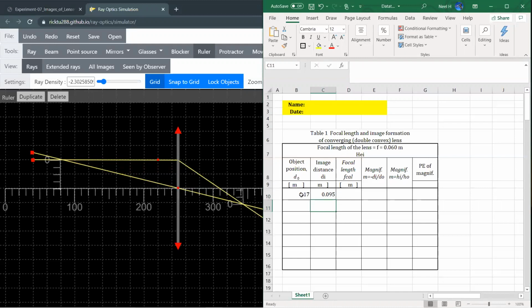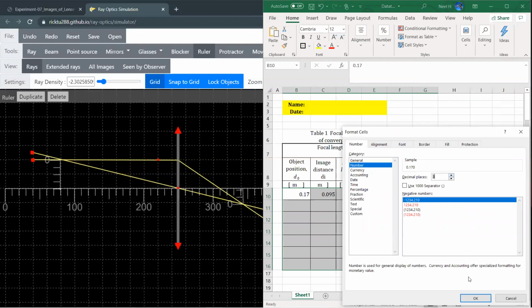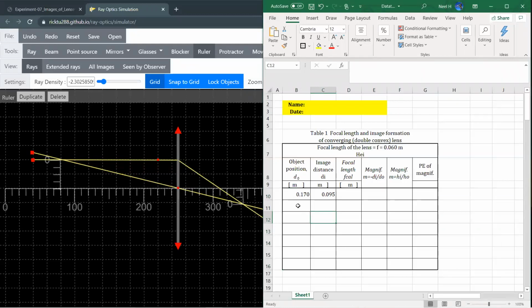Now you can see you have to record all of these numbers to about 3 decimal places, right? So let's reformat all the numbers into 3 decimal places. Let's calculate the focal length for that one to see what we're getting. Equal sign, parentheses, 1 over d0, close bracket, plus 1 over di, close bracket, to the power of minus 1. We're getting about 6.1 centimeters, and we're expecting about 6 centimeters. That is good, right?